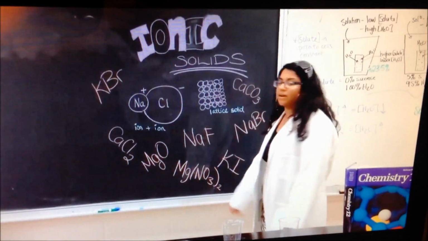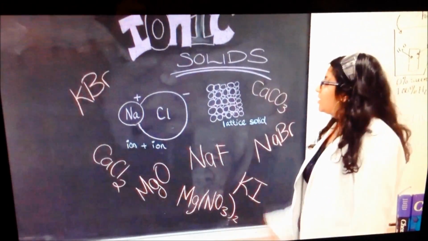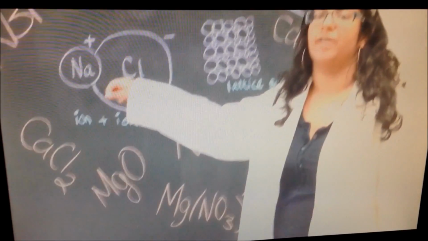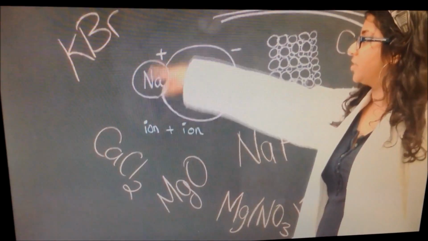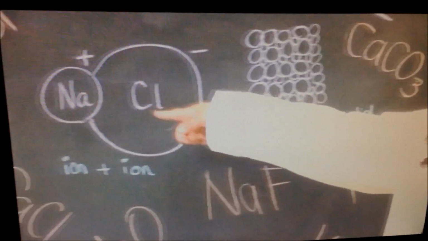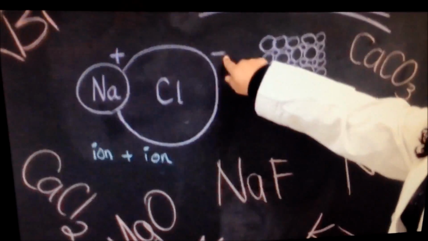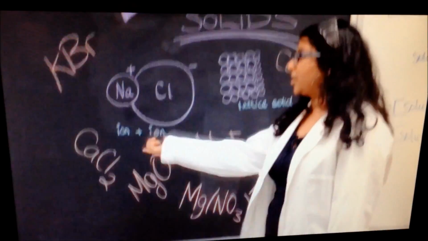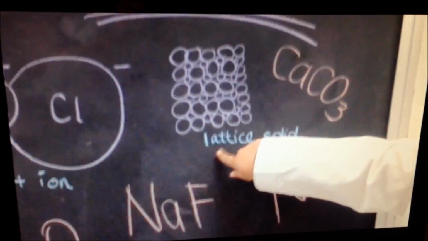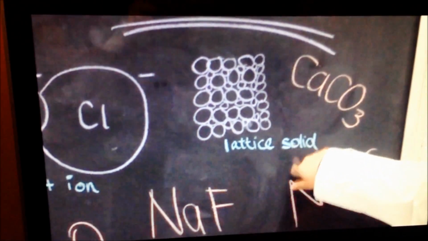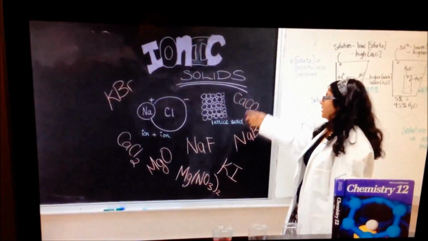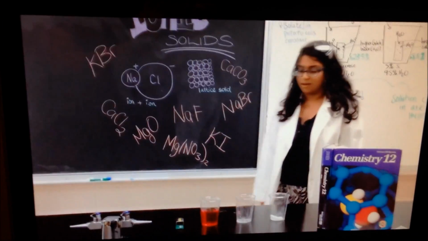Let's talk a little bit about ionic solids. What are ionic solids? It's basically a metal and a non-metal bonded together by an ionic bond. The metal, in this case Na, has a positive charge, and the non-metal, in this case Cl, or chlorine, has a negative charge. This ion and this ion come together, and that bond is called an ionic bond. The structure of the bond is a lattice solid. These are some other examples of ionic solids, like calcium carbonate.